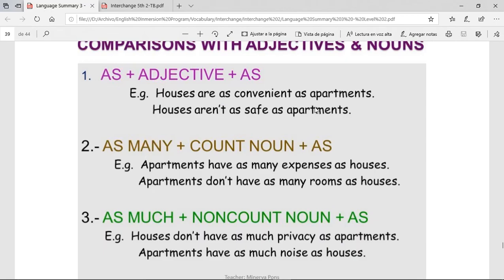And we can use it with nouns too, with count nouns and non-count nouns. Let's see. For the count nouns, we have to use as many, count noun, then as. Apartments have as many expenses as houses. Expenses, things that you need to pay. Apartments don't have as many rooms as houses.